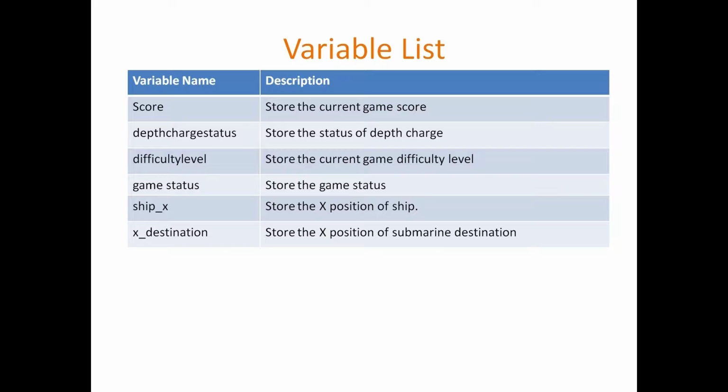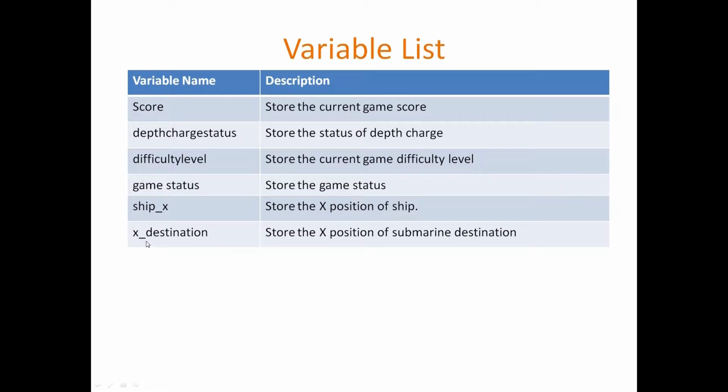Next you have the difficulty level, a variable that we can use to increase the level of difficulty as the game progresses. We have the game status, which will help us store information on whether the game is starting or has completed. And we have another variable, ship_x, which is used to store the X position of your ship. It will be useful when we launch the depth charge.